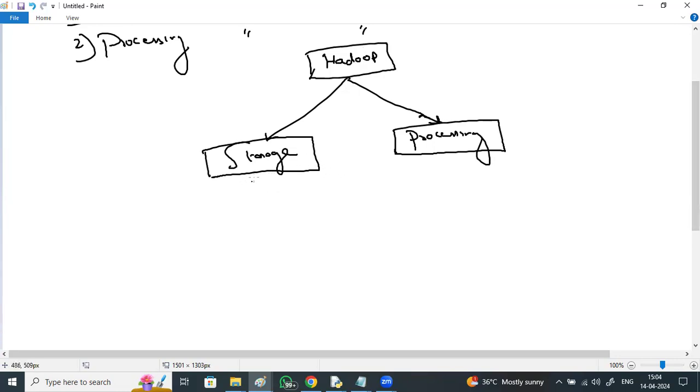For storage, HDFS, Hadoop Distributed File System. For processing, we have MapReduce.